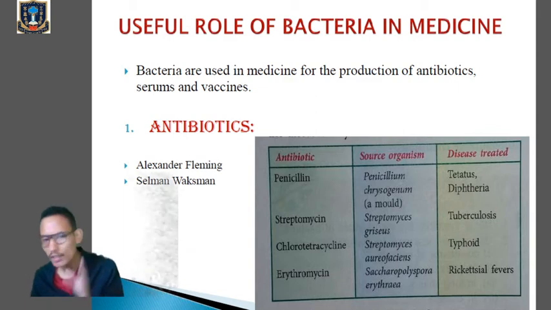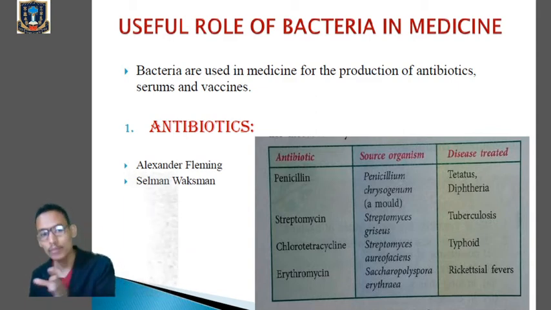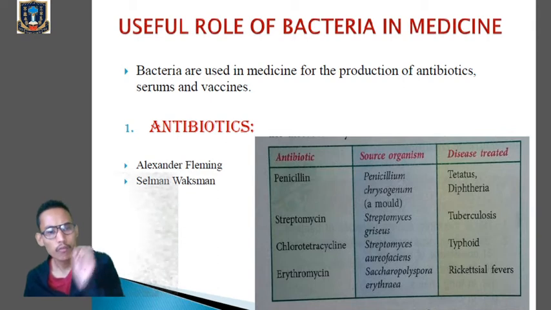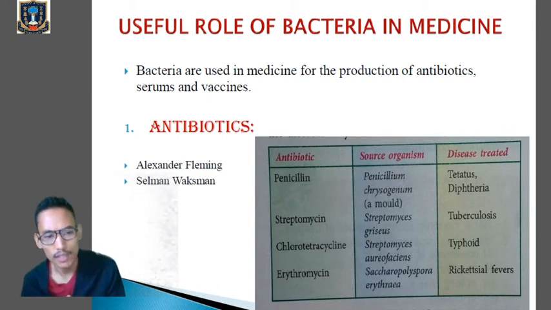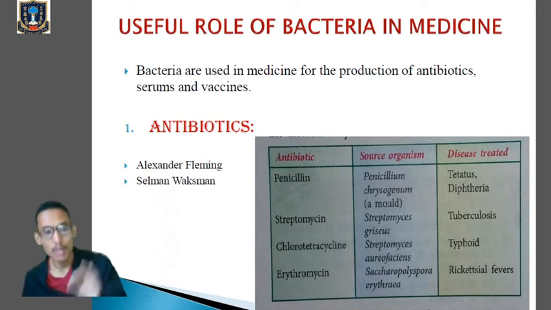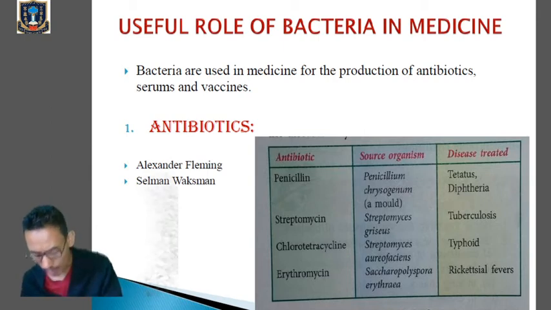Remember this thing. Penicillin is the product of the fungus, not that of the bacteria. That means penicillin is produced by the fungus Penicillium chrysogenum, formerly known as Penicillium notatum. It is not produced by the bacteria. So penicillin is the first antibiotic, which was produced by Sir Alexander Fleming.